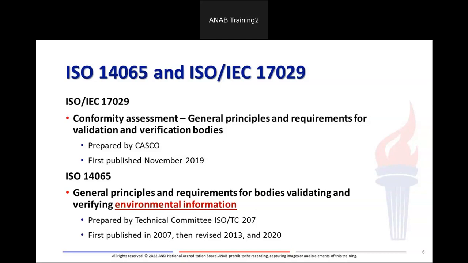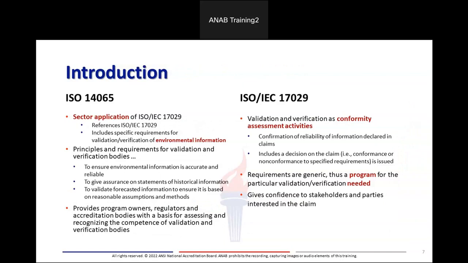So let's dig into these documents a little bit more. In the introduction of these two documents, it gives a little more specifics regarding the intent of the use of these documents. As mentioned, both documents have requirements for validation and verification of claims. However, ISO 14065 is a sector-specific document which references 17029 and includes specific requirements for validation and verification of environmental information. It is used to ensure environmental information is accurate and reliable.